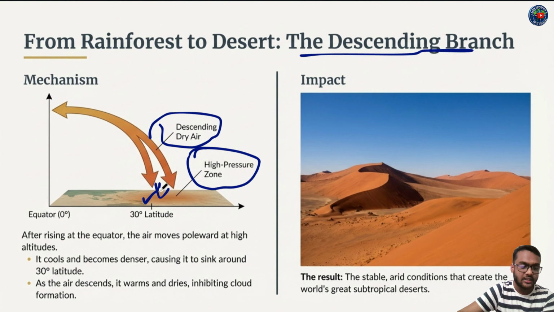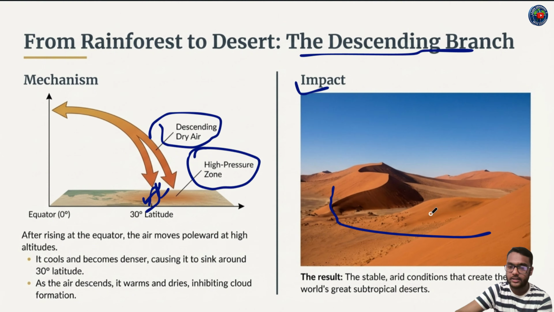As the air descends, it warms and dries, inhibiting cloud formation. These stable air conditions create the world's greatest subtropical deserts. Because of this mechanism, at 30° latitude there are various deserts located in this region.